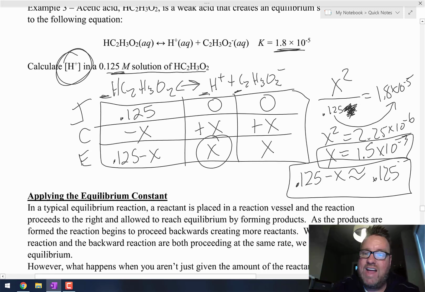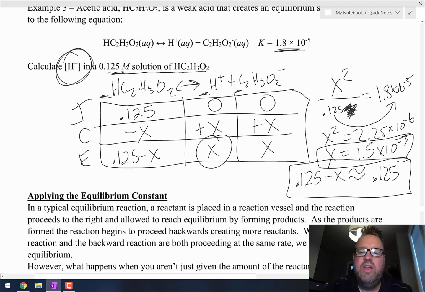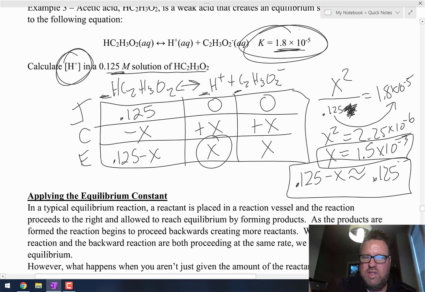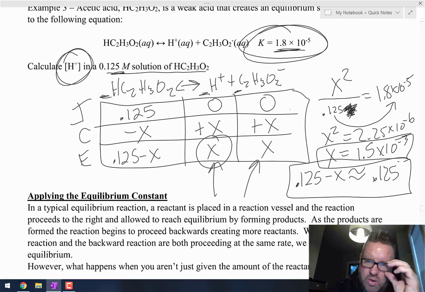Okay, and guys, that's as difficult as it's going to get right there, when they give you the equilibrium constant and you have to solve for one of these products by using x's. Again, the more you practice it, the easier it's going to be. And so again, I'm going to give you some more problems with this for your homework to practice this more and more.